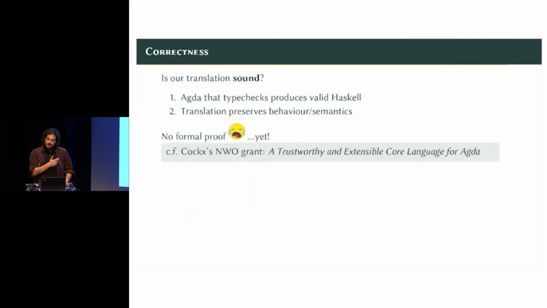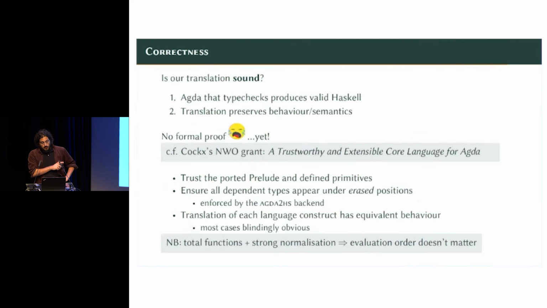But there are steps in this direction. For example, there's a project by Jesper Cockx in the Netherlands on formalizing Agda core, Agda within Agda. And this is a step in that direction, and we might take a simpler Haskell-like language, like the type system papers we love to read, and then maybe prove that this translation is correct. But we can say a few things about it.